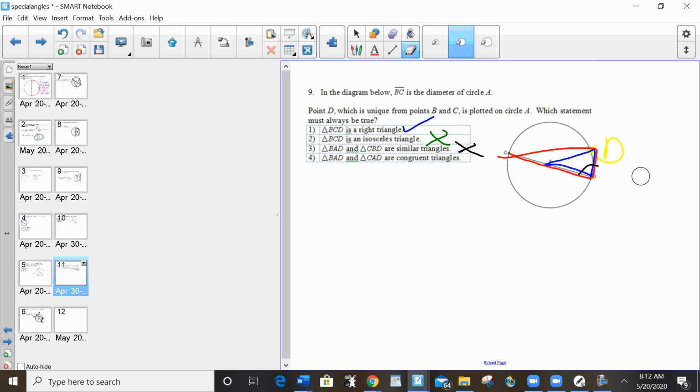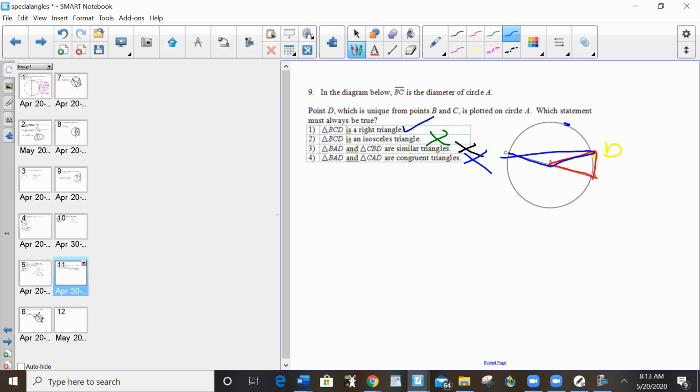And then choice 4 is talking about 2 separate triangles, BAD and CAD. It says, yes, these are congruent. I mean, looking at them, it's pretty obvious that they're not congruent. And again, if you would have drawn D in the middle here, it might look like they are, which is why it's important, if it doesn't tell you where it is, to just try and draw it somewhere random. That way it won't appear to have properties it doesn't. Choice 1 is correct. Again, it's a right triangle because D is a right angle because it's inscribed to a semicircle.